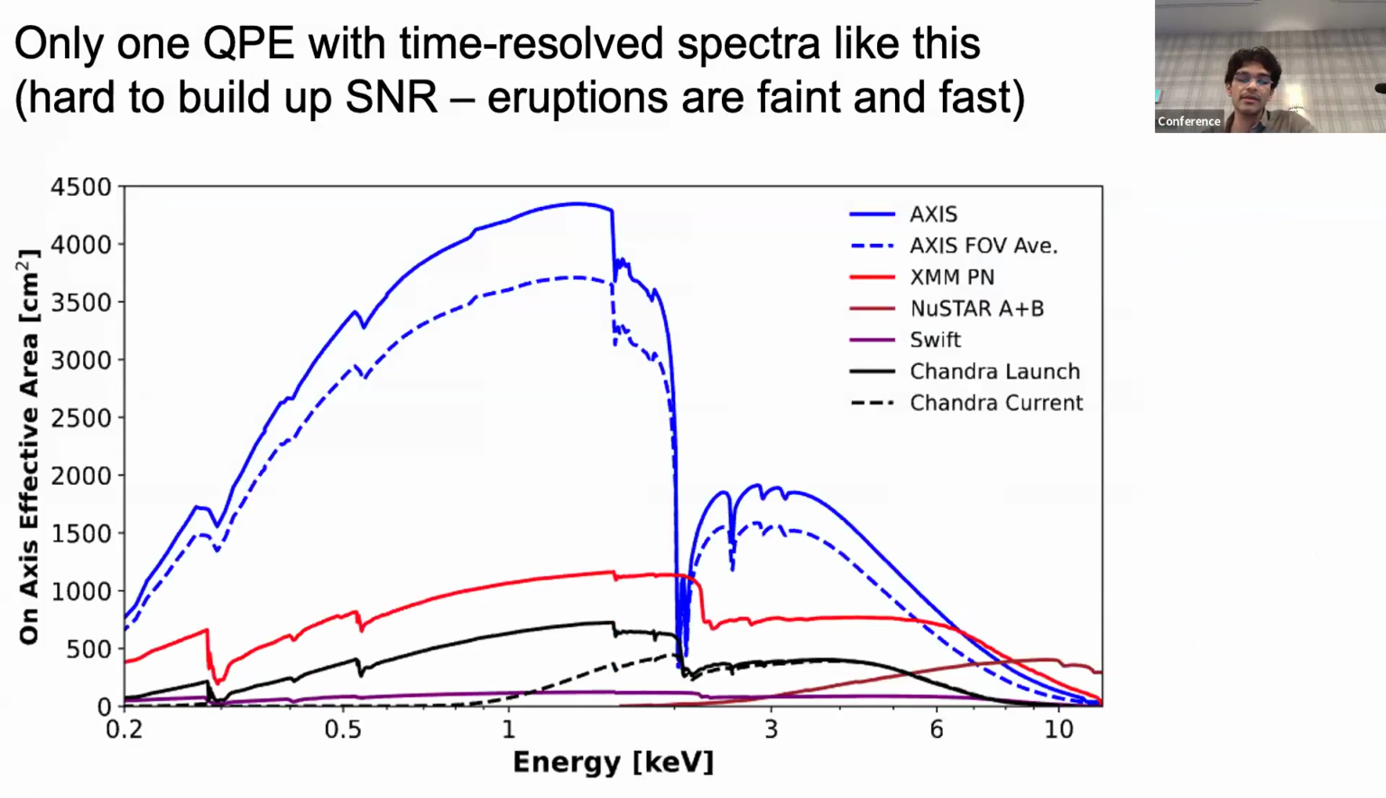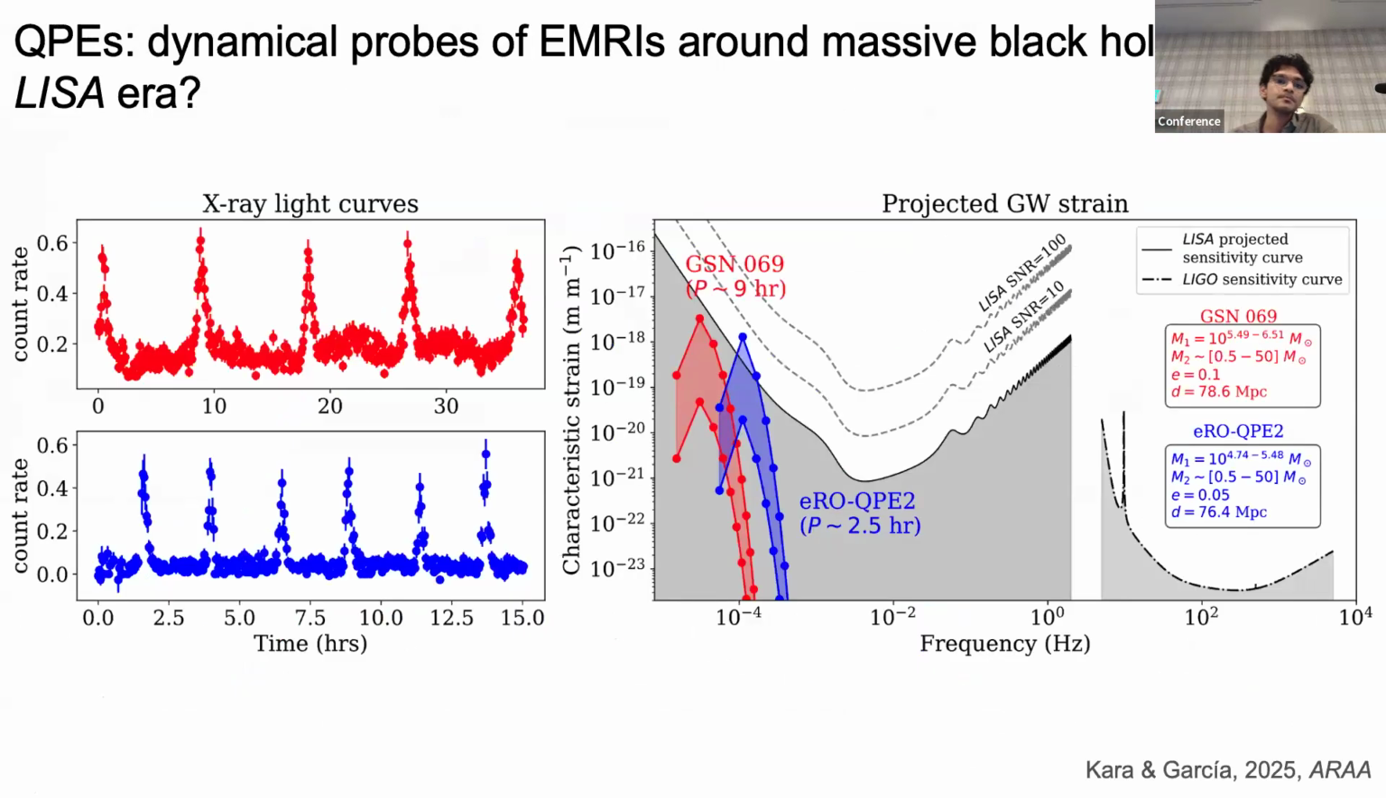So Axis's superior effective area, especially in the soft band, is going to be excellent for enabling these studies in many more QPEs than currently feasible. One of the exciting prospects of QPEs is that they may be dynamical probes of EMRIs in the LISA era.